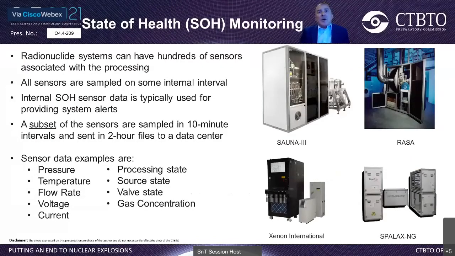When we talk about state of health monitoring, as many people know, radionuclide systems have hundreds of sensors associated with them. Those sensors are typically sampled on some given interval. In the IMS, those are sampled in 10-minute averages, and they're sent out in 2-hour files to a data center. These sensors are things like pressure, temperature, flow rates, voltages and currents, and this type of information that is typically used for diagnostics and detecting failures at a station.